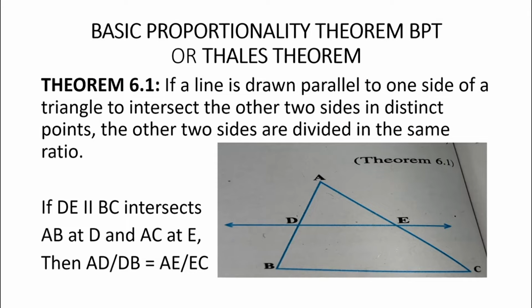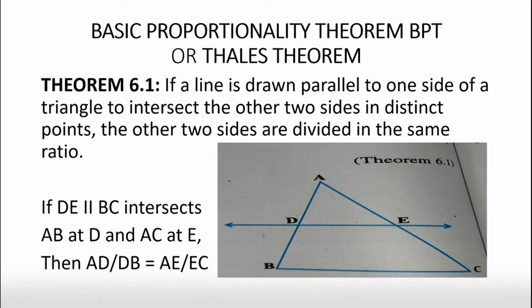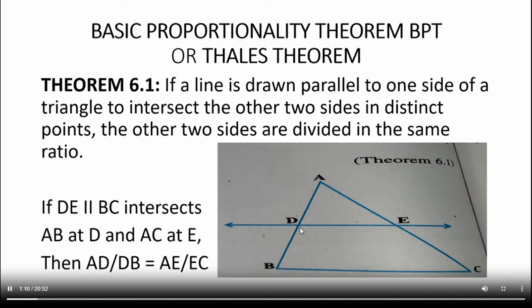The statement of the basic proportionality theorem or BPT, it is also called the Thales theorem because it is given by the famous mathematician Thales. The statement is, if a line is drawn parallel to one side of a triangle to intersect the other two sides in distinct points, the other two sides are divided in the same ratio. That means from the diagram, suppose you have triangle ABC and DE is parallel to BC such that DE intersects AB at D and AC at E, then the ratio AD upon DB will be equal to AE upon EC.